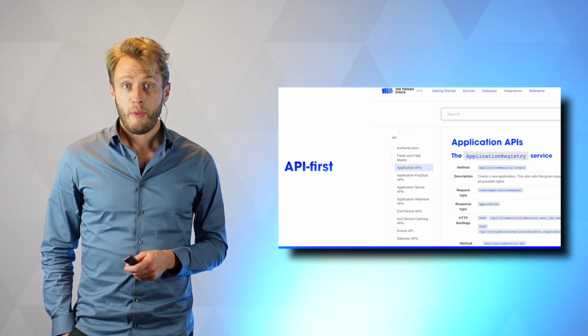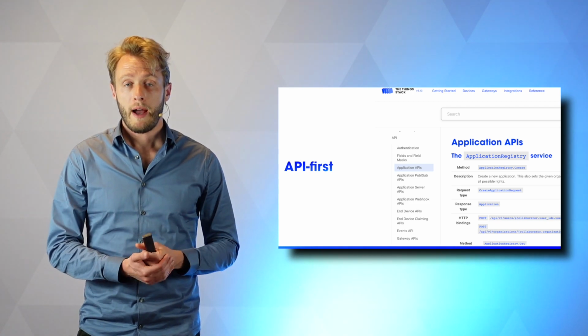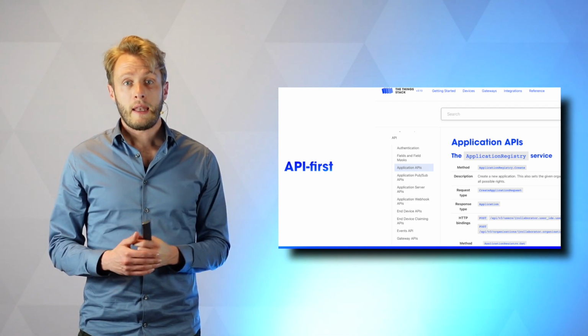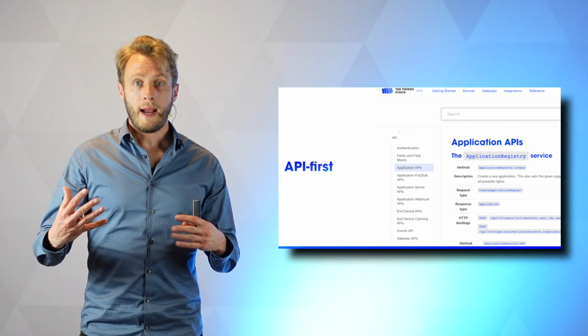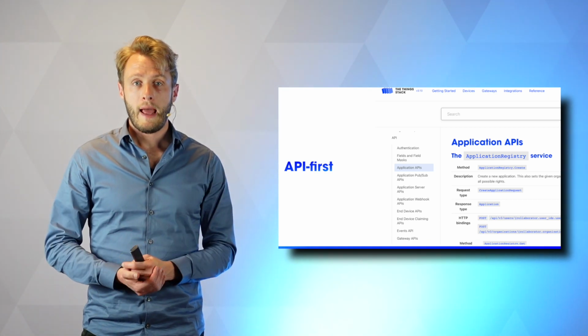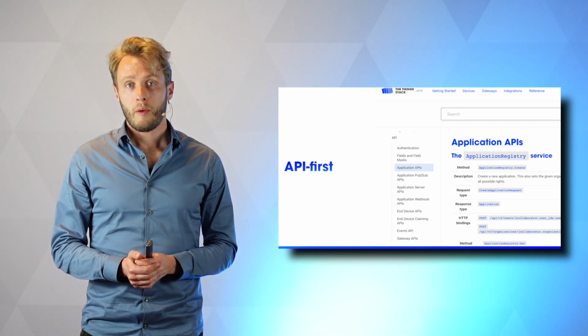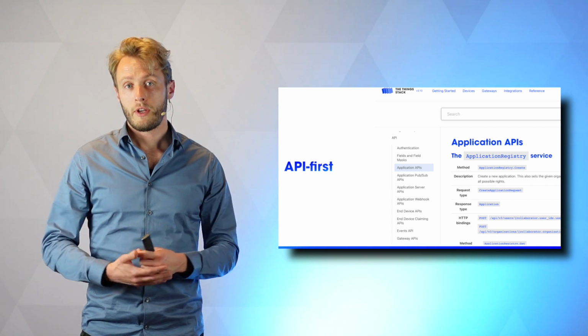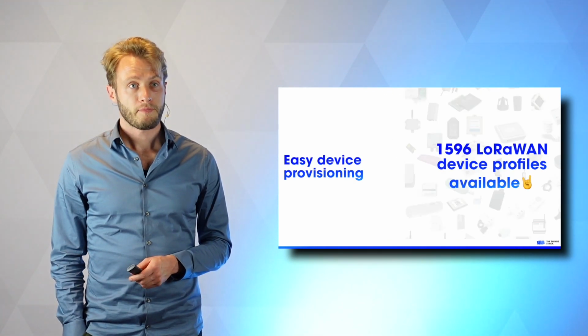The Think Stack is API first. That means that all the features, by definition, have an API endpoint, and that only then we can implement, for example, the UX in the console, and only then we can add the commands in our command line interface. So that means that you, as a developer, can make use of all the features that we have in the Think Stack through our API.